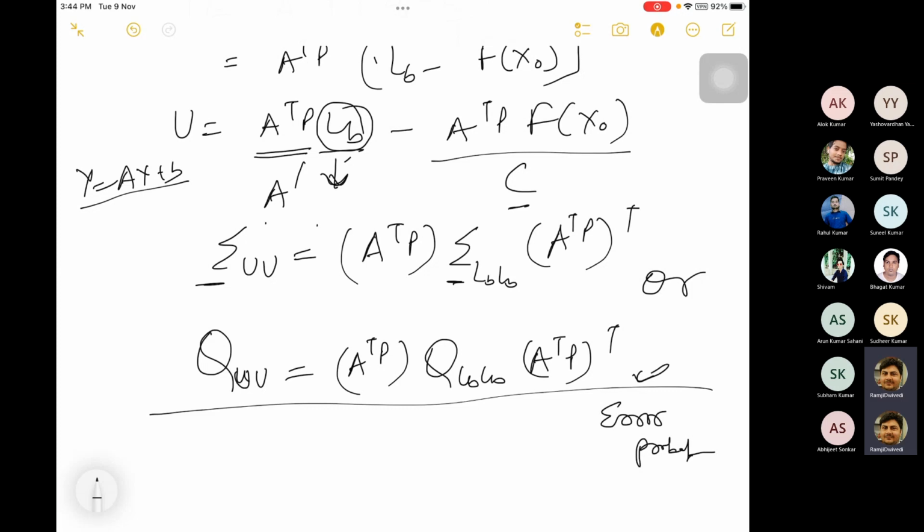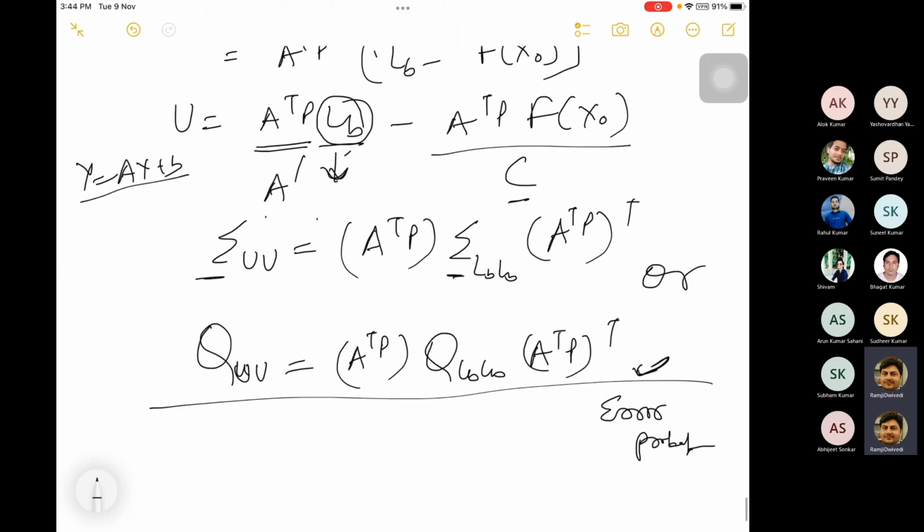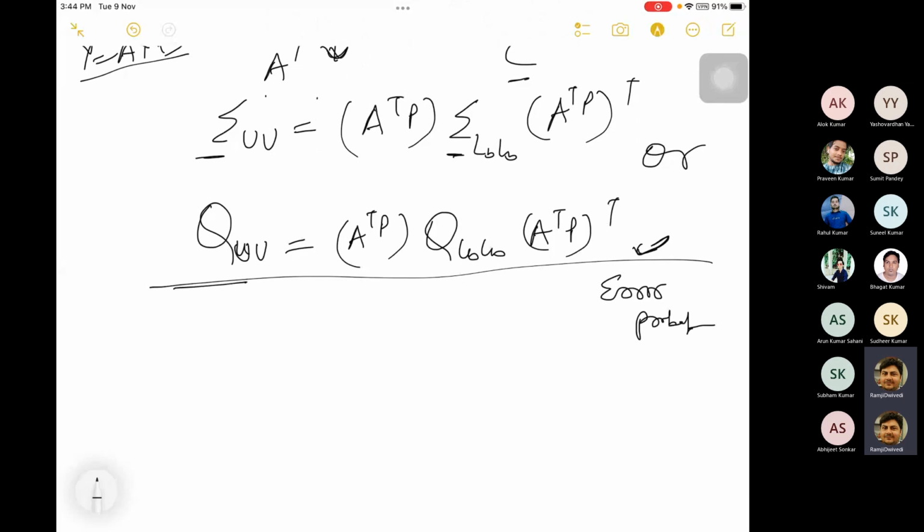to see this cofactor matrix propagation. It is the same as with the VCV propagation. Okay. So now QUU is ATP. Now you need to tell me what is the value of QLBLB that we have to write here.